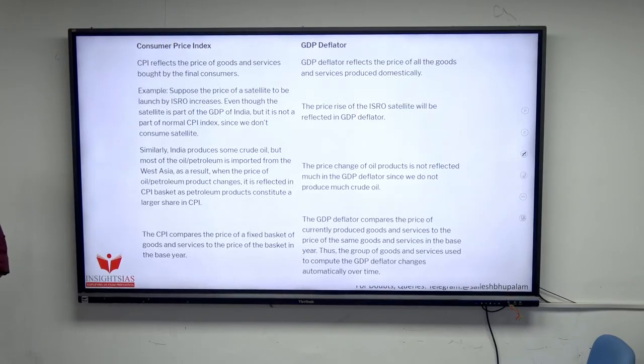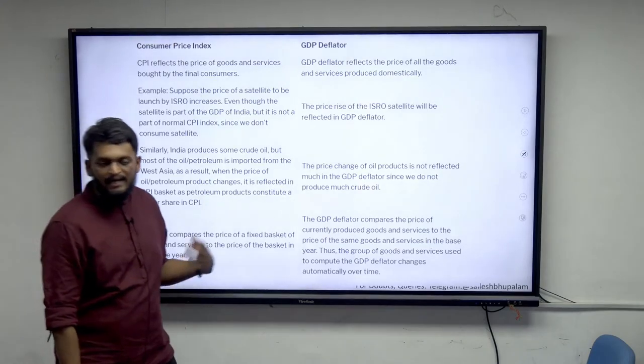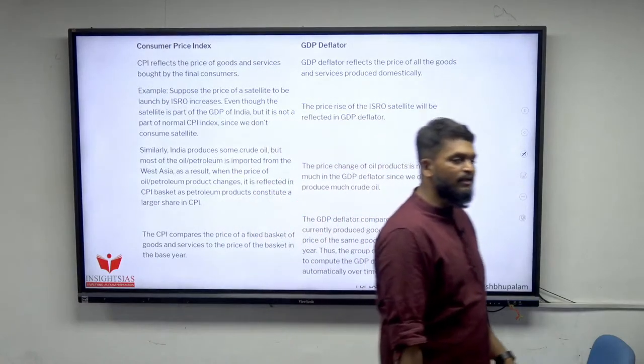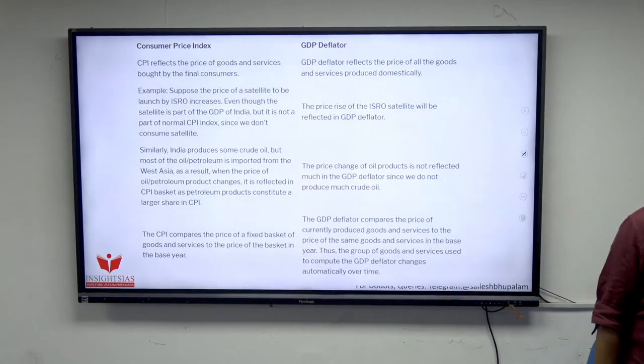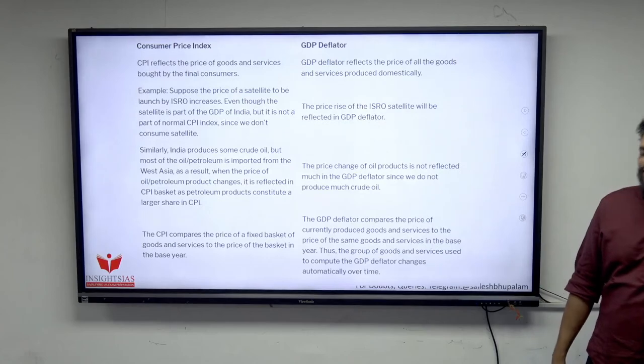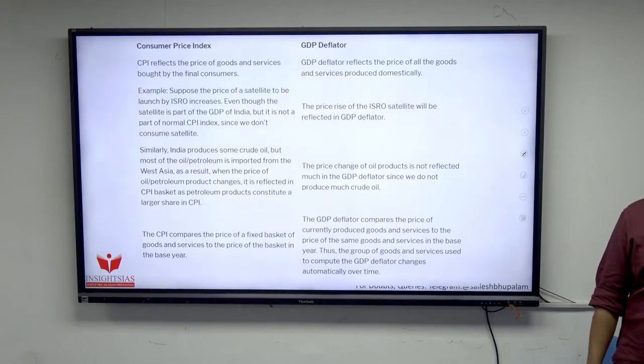Imagine, for example, ISRO will make a satellite. No consumer will buy it, but GDP deflator will add it, because it is produced in India. GDP means what? Whatever is produced in India is added. Imagine consumers will not buy the bullets made in an ordnance factory, or some machine gun made for the army. All these things people are not buying, but they will still be added in GDP deflator.